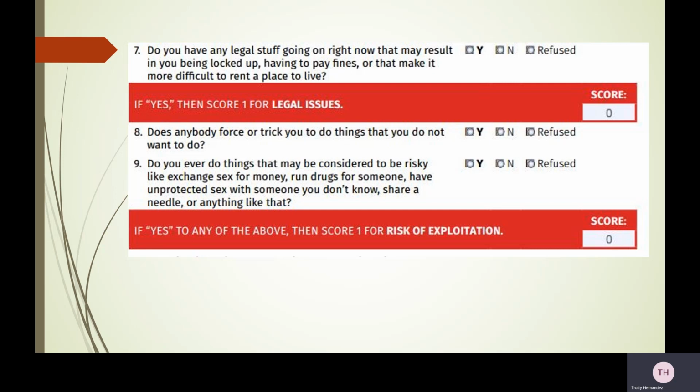Sometimes whenever our clients hear those examples listed out, they'll say, oh no, I definitely don't do any of that. But when you ask, okay, but do you ever do things that might be considered to be risky? Then they're like, well, yeah, of course I do. So make sure they understand that question when you're asking it.